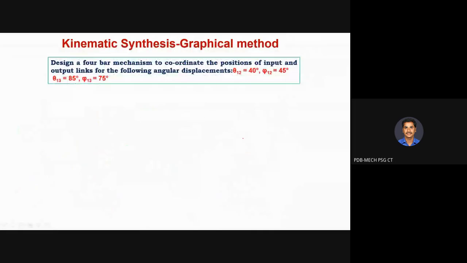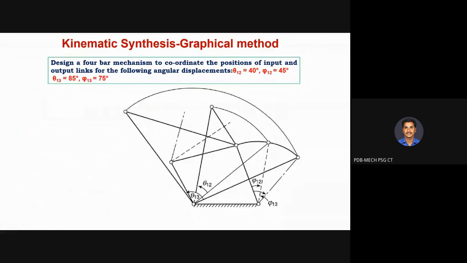Now you look at the third problem. So this problem, what type of problem is it? Theta 12 is 40 degree rotation of the crank. So when the crank moves from the initial position to the second position by 40 degrees, at that time your rocker is going to move from position 1 to position 2 by 45 degree.